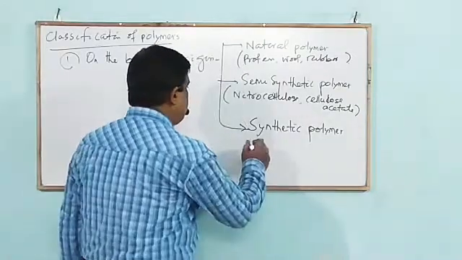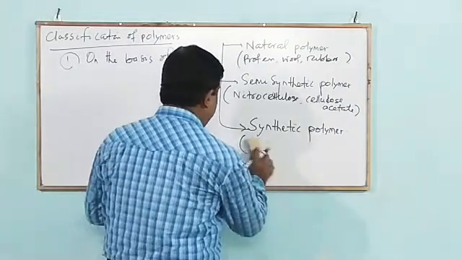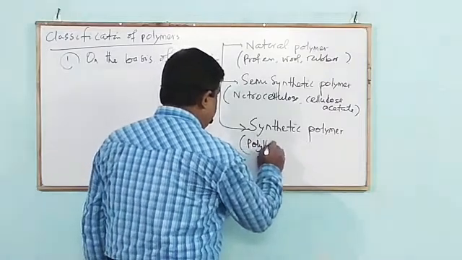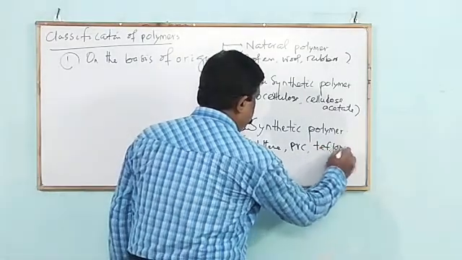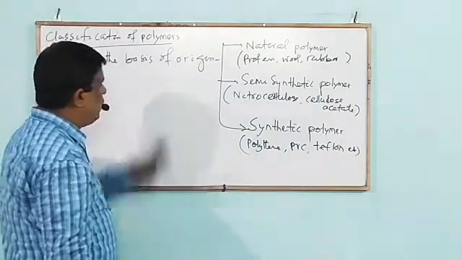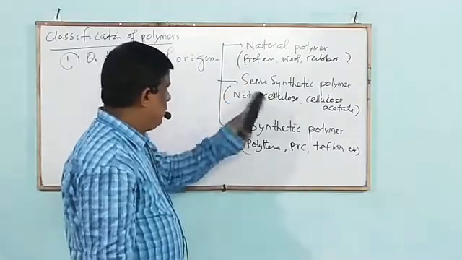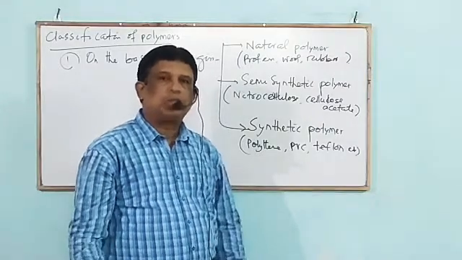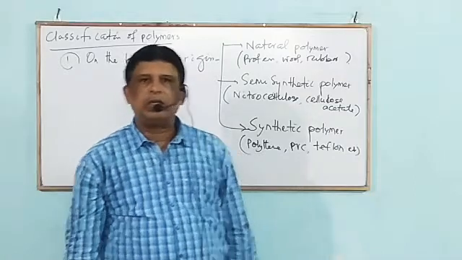Examples are polyethylene, polythene, PVC, Teflon, etc. These are the man-made polymers. So on the basis of origin, again I repeat, polymers are classified into natural polymer, semi-synthetic polymer and synthetic polymer. Next, on the basis of structure, on the basis of nature of the chain, polymers are classified into three types.